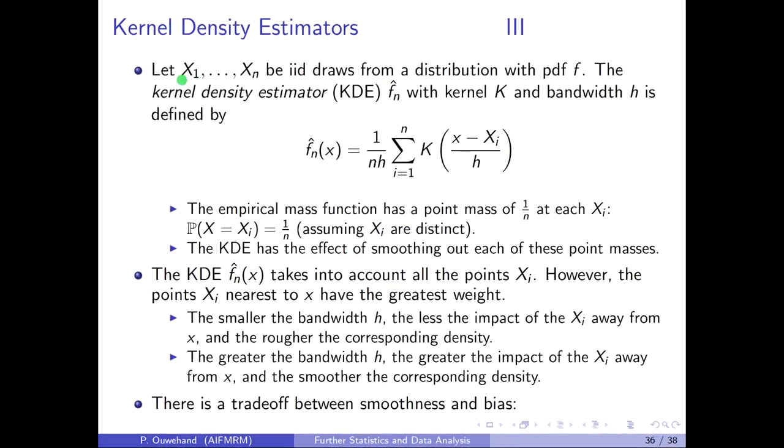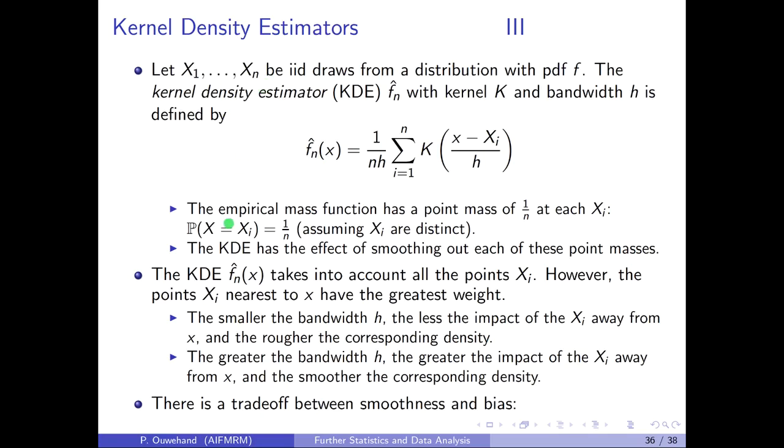Now let x1 up to xn be independent draws from a common distribution with probability density function f. The kernel density estimator, or KDE, with kernel k and bandwidth h is denoted as follows: f hat n of x is equal to 1 over nh times the sum of the kernel function evaluated at the points (x minus xi) over h. Here the subscript n indicates that we're dealing with a sample of size n.